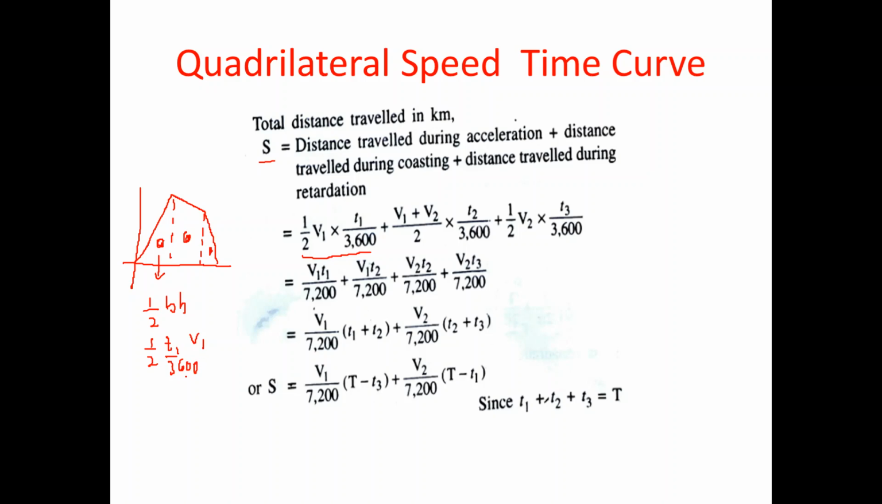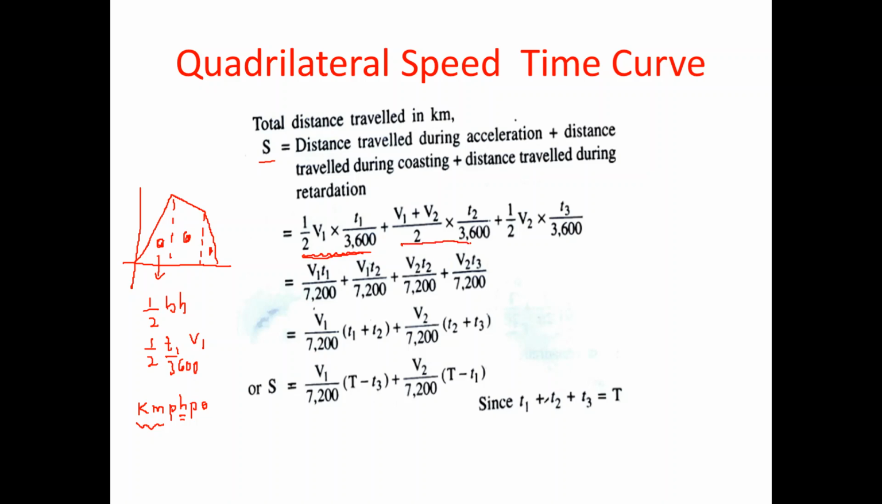Because, as we have seen, acceleration is in kilometer per hour per second, we are converting the hour to second. For that reason, the answer finally we get is in kilometer. So this is the equation to calculate the area under acceleration.